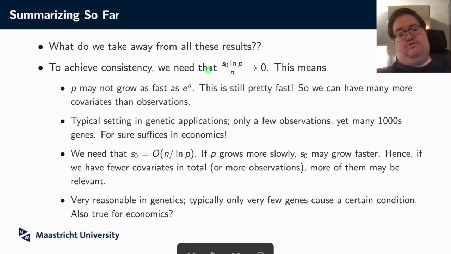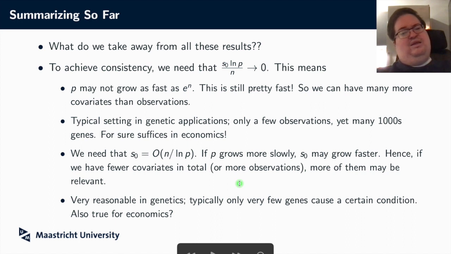Now, the other thing that we need is, of course, S0, the number of relevant variables. We've already discussed that a bit. It should be small. It may grow, but it should grow very slowly. And it also is affected by how many variables we have in total. So if you have all these thousands and thousands of genes, then you really need to have a very small number of relevant variables. If you have less of them, then you can be a bit more relaxed about it.